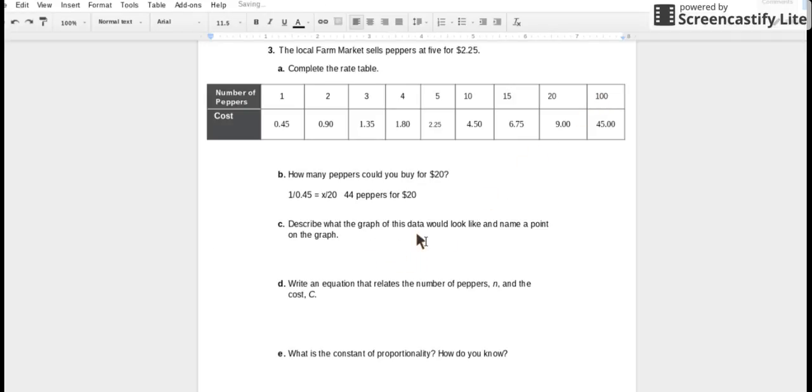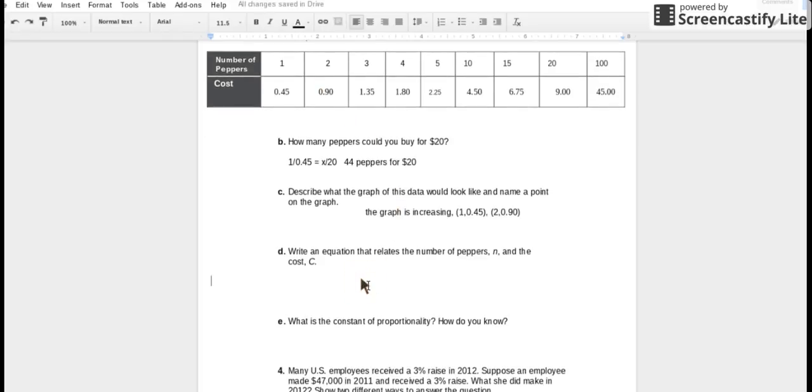Describe what the graph of this data will look like and name a point on the graph. Well, we see that the number of peppers is increasing, and so is the cost. So we can say something like the graph is increasing. And for the point on the graph, these are all points on the graph. So one point on the graph could be 1 and 45 hundredths, and 2 and 90 cents. These are all points on the graph.